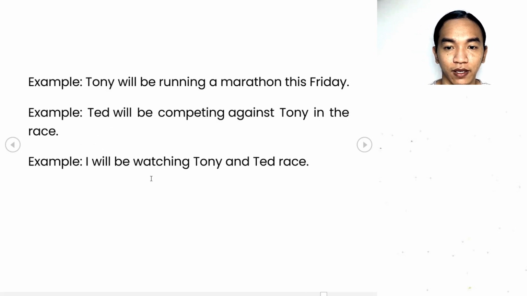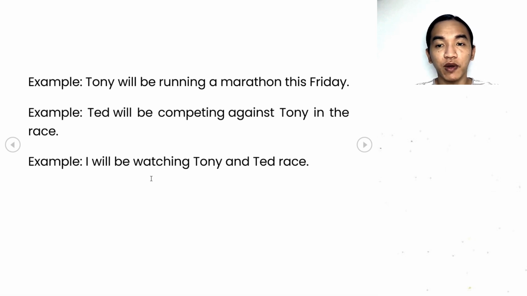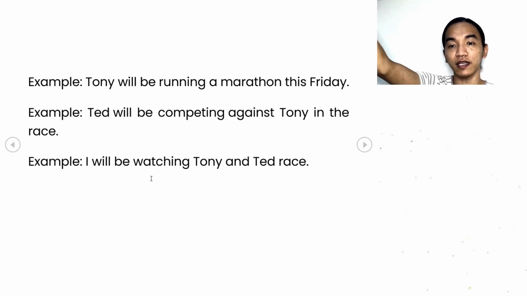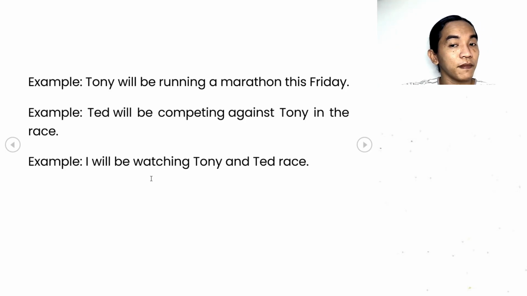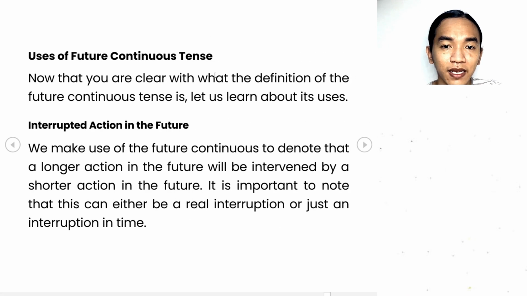This is the structure. Now, let's see the example. Tony will be running a marathon this Friday. Ted will be competing against Tony in the race. Next, I will be watching Tony and Ted race. Okay, so all of these three sentences denote the future continuous tense, saying that at a particular time in the future and continuing up until a period of time, the action will take place. Okay, now, so uses of the future continuous tense.